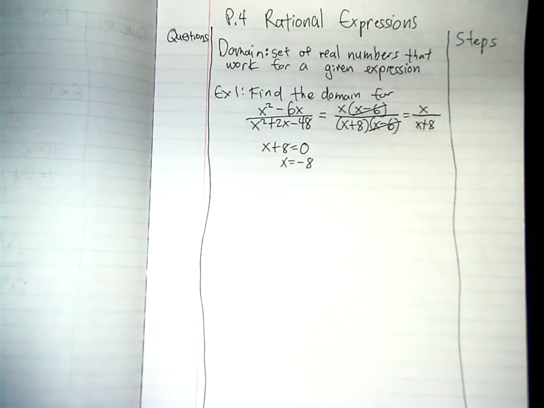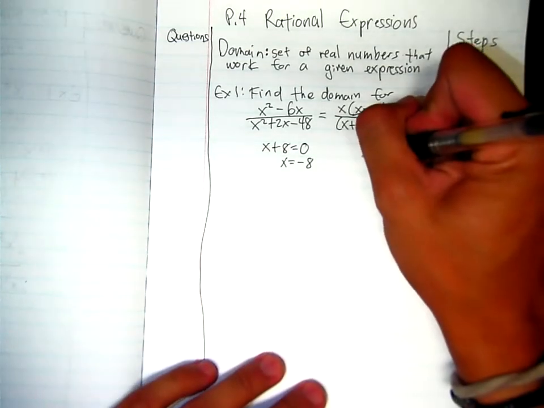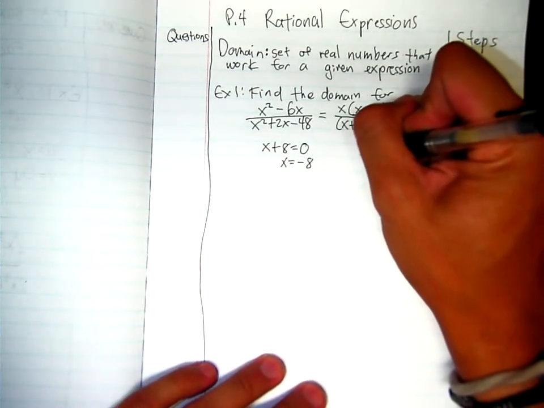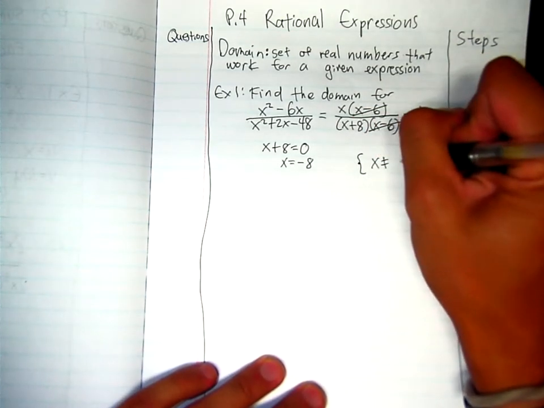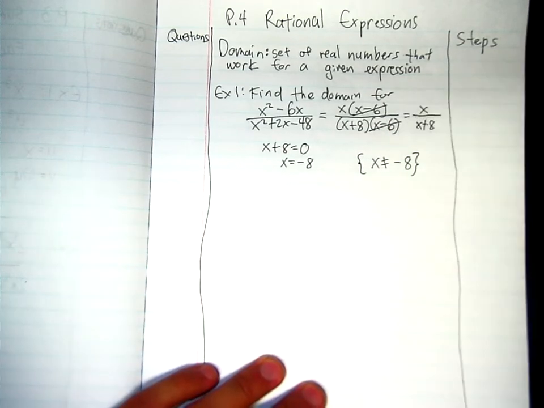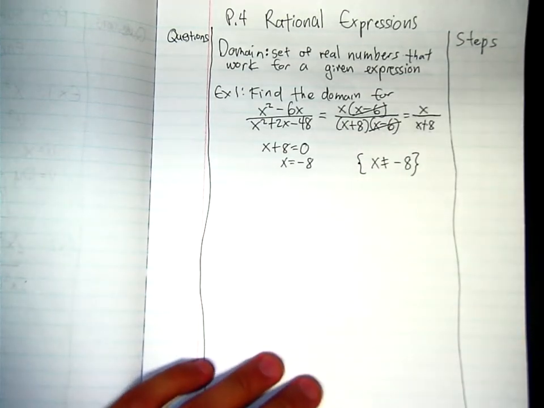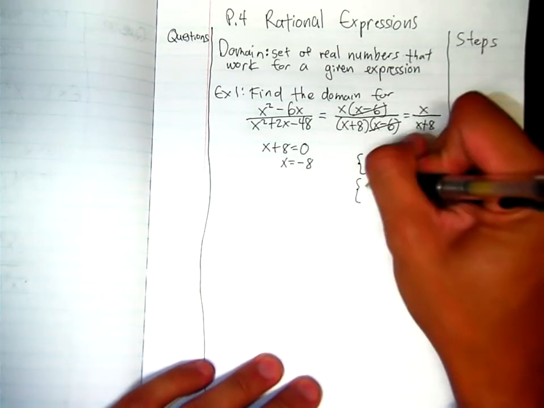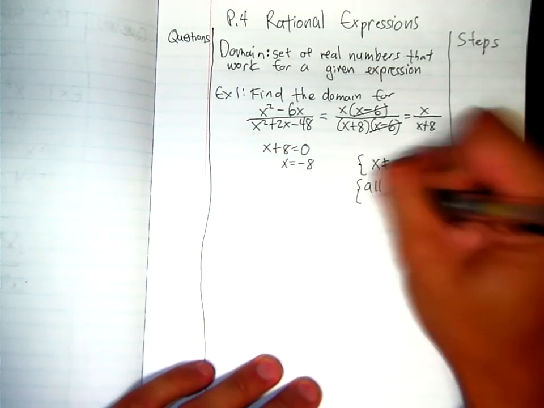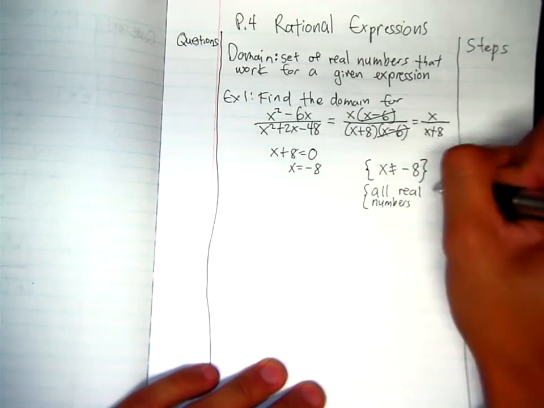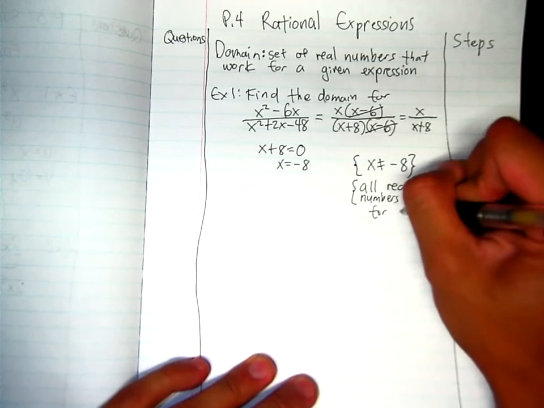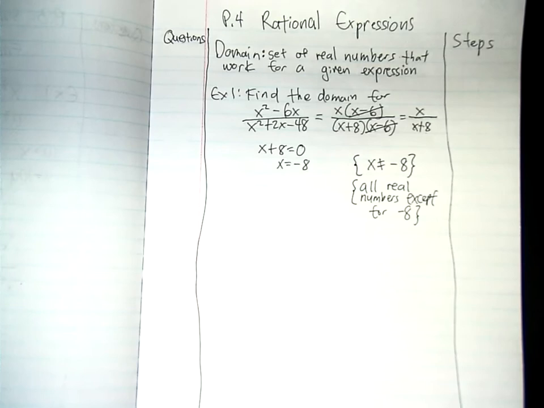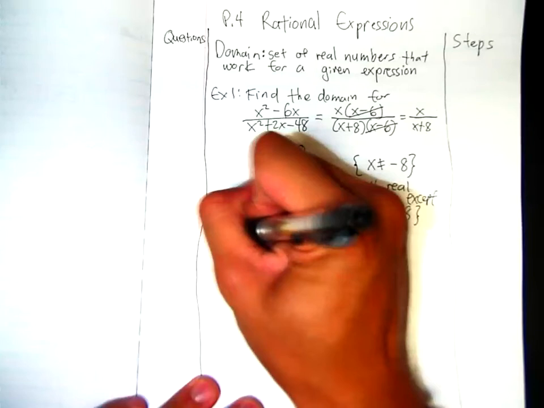So the domain for this, and you can write this many different ways, is x does not equal negative 8. What I'm saying is it can be every number but negative 8. You could also write it as all real numbers except for negative 8. You can also write it like that, so it's up to you. Okay, let's do another example. Example 2.